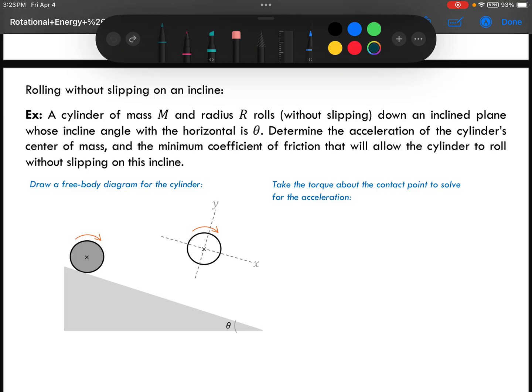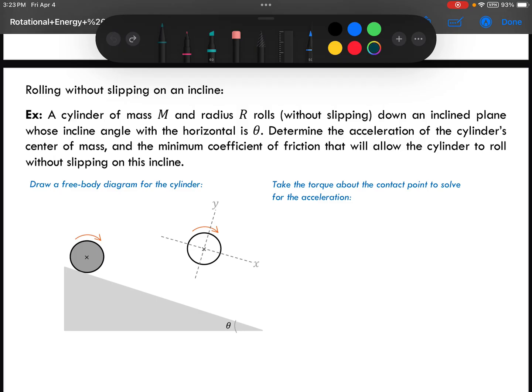And so in gray here, we have the setup. We have our cylinder. The X marks the center of mass, and we see it is rolling as it goes down this hill. So we're going to start by drawing our free body diagram, because to figure out an acceleration, we need to know what forces are acting on our cylinder.